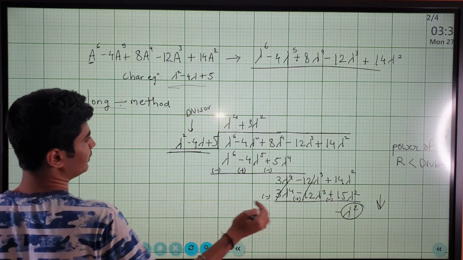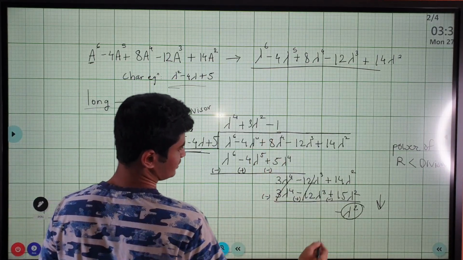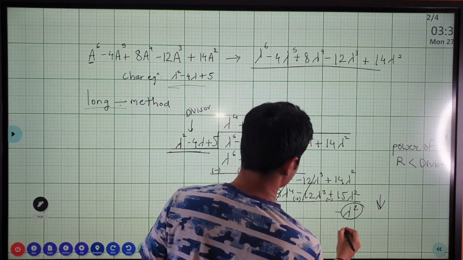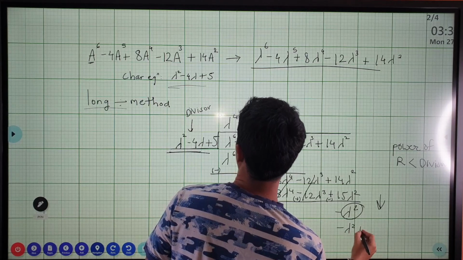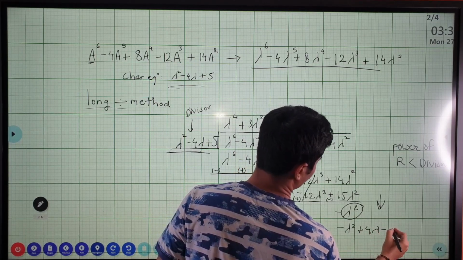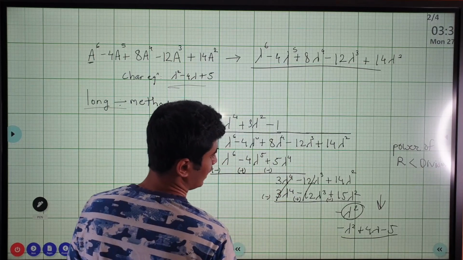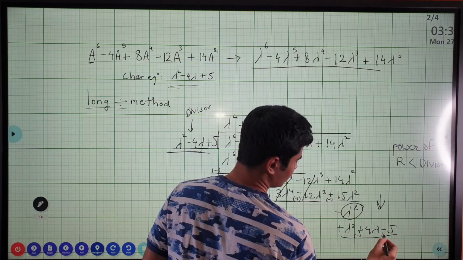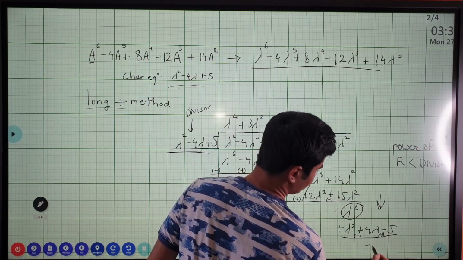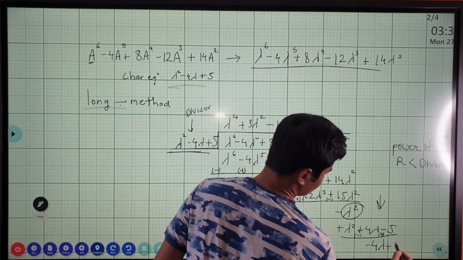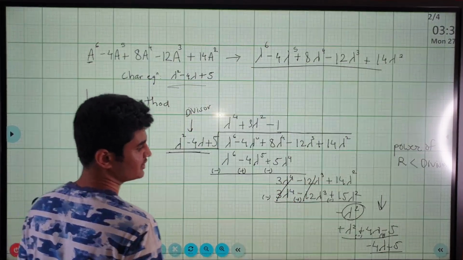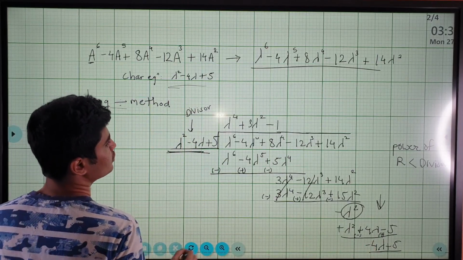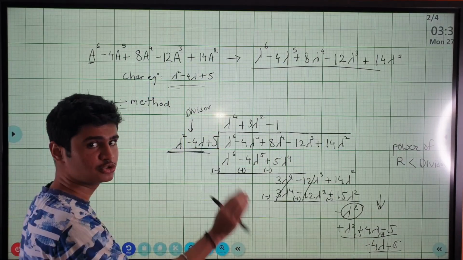So now we'll multiply with minus 1 as this is minus lambda square. We'll get the answer as minus lambda square plus 4 lambda minus 5. By changing signs, this will become plus, this will become minus, and this will again become plus. The final remainder will be 4 lambda plus 5. Now you can see that the power of the remainder is less than that of the divisor, so we know that we have to stop here.